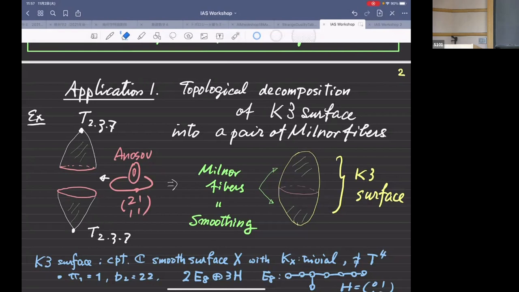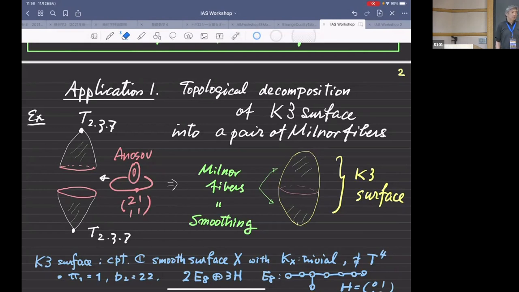So that is one way. If you have a Stein surface, then look at some holomorphic functions. They usually give you a Lefschetz fibration, but always the fiber is not closed, with boundary. But what I do here is to construct a Lefschetz fibration with closed fibers.